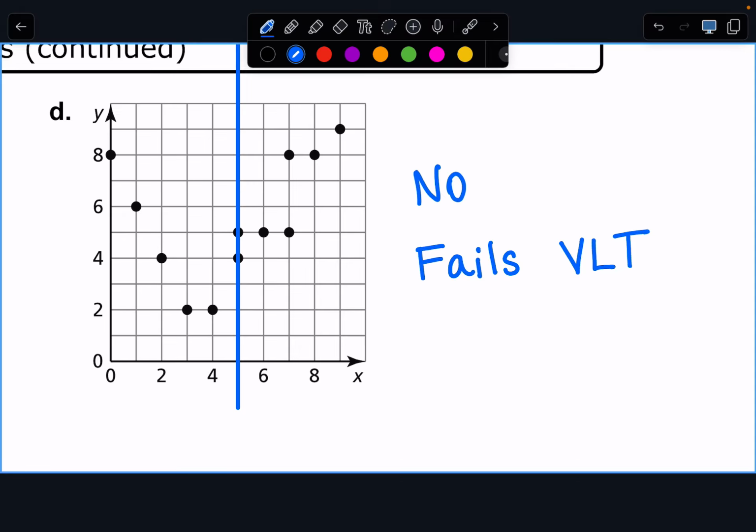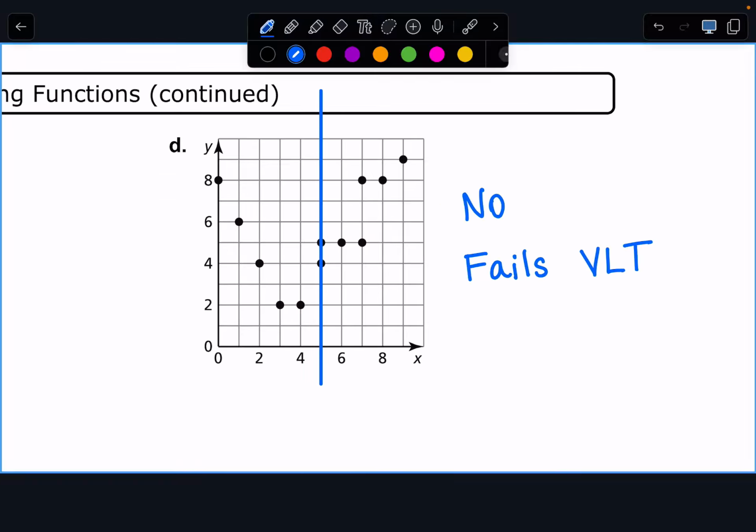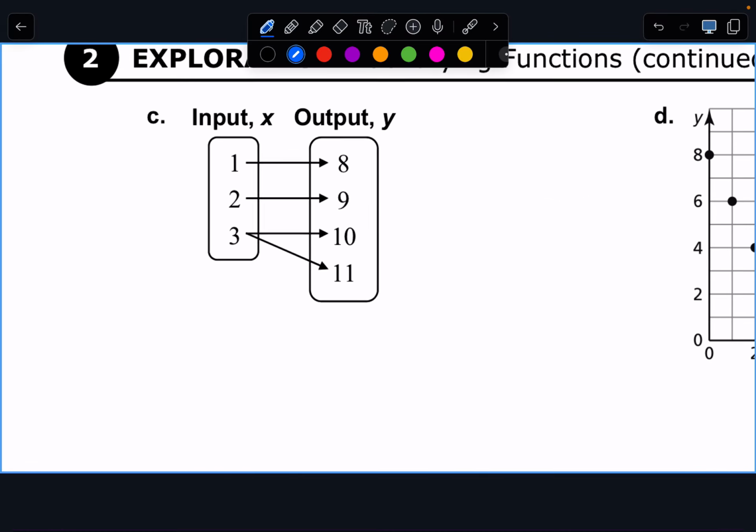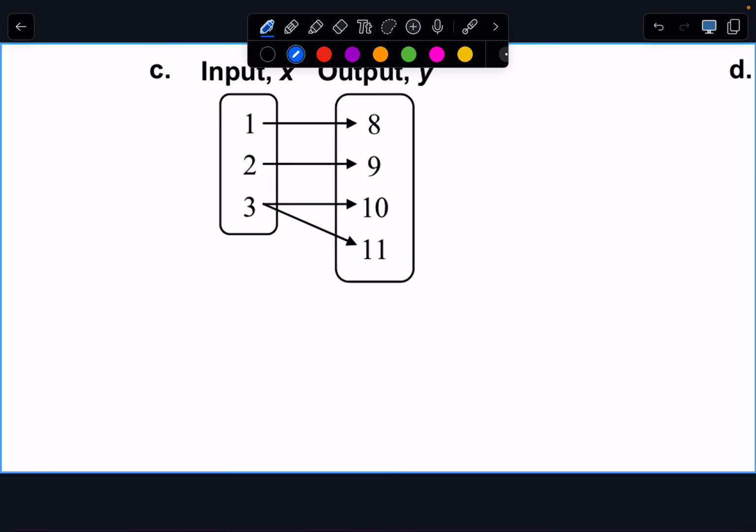Lino is saying, hey, it fails it 2 times. I don't care how many times it fails it. If it fails it once, we're done. Okay. I want you and your elbow partner to whisper to each other and decide whether C is a function or not. Every input needs 1 output.